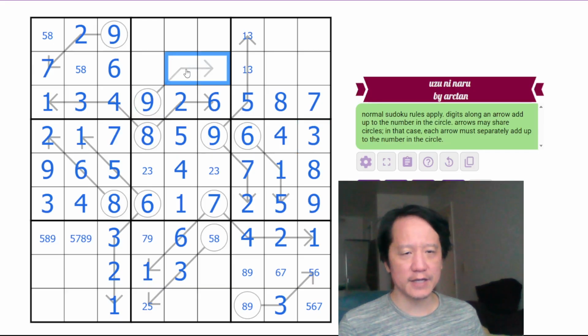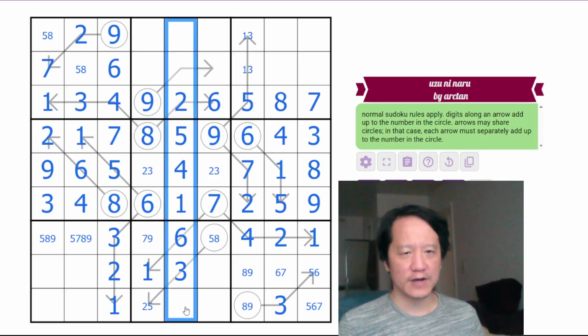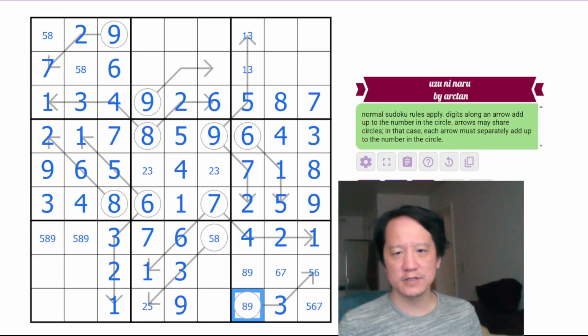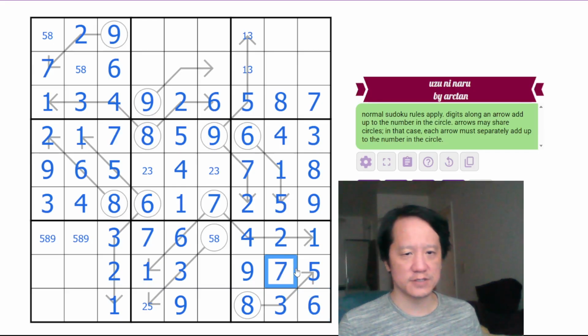This is 9, so 2 digits add up to 9 here. Where is the 9 in column 5? Can't be here because of 9 in the box, so 9 has to be here, which means this can't be 9, that's 7. There's no 7 here. 9 eliminates 9 here, so it's 8, which makes this 9, and 8 is the sum of 3 and 5 together. And this can't be 5 or 7 because 5 or 7 in the column, so this is 6, which makes that 7.